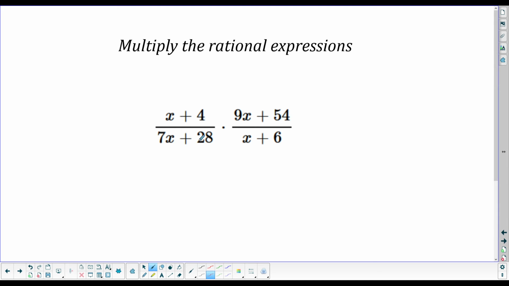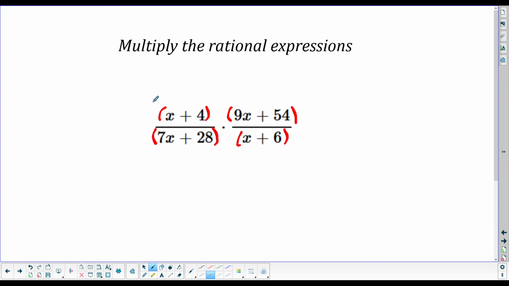And we can apply this to larger polynomials. The idea is still the same. We're going to see if we can factor that and see if there's something that we can cancel out. Now, the trick here, and the thing that a lot of people get kind of confused about, is that we have to treat each one of these expressions as a whole thing. So this x plus 4 is one thing, this 7x plus 28 is one thing, x plus 6 is one thing.